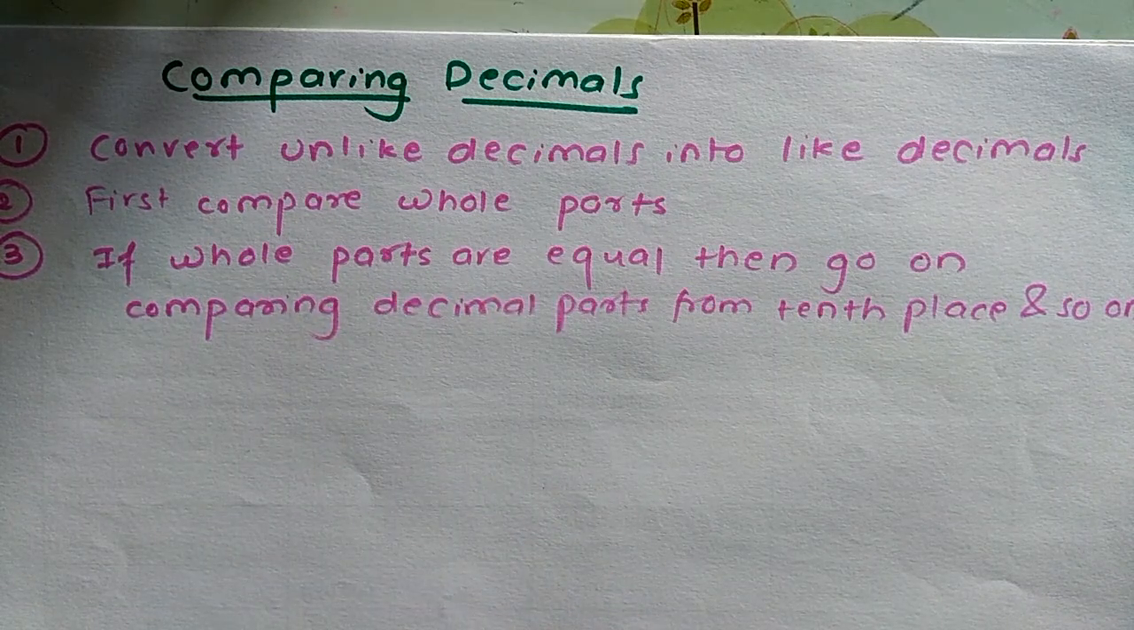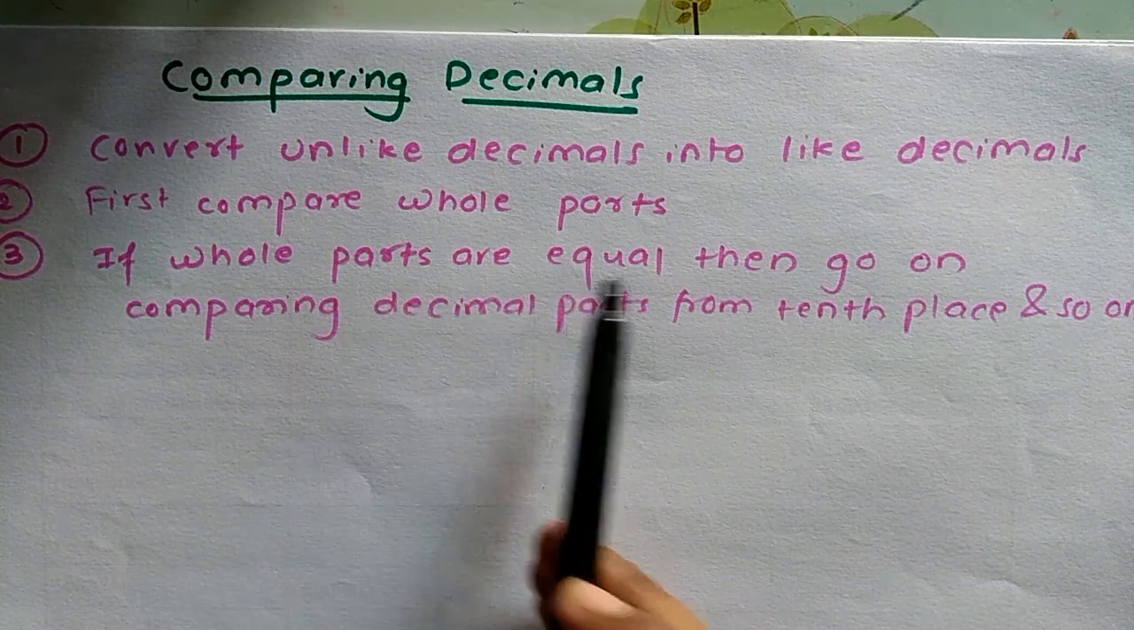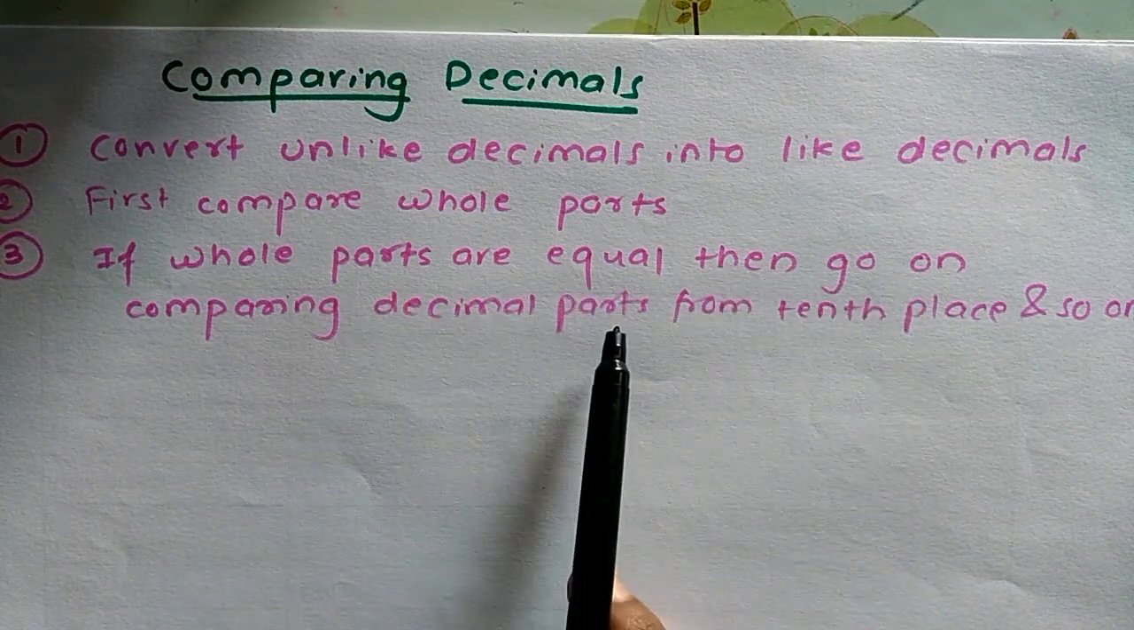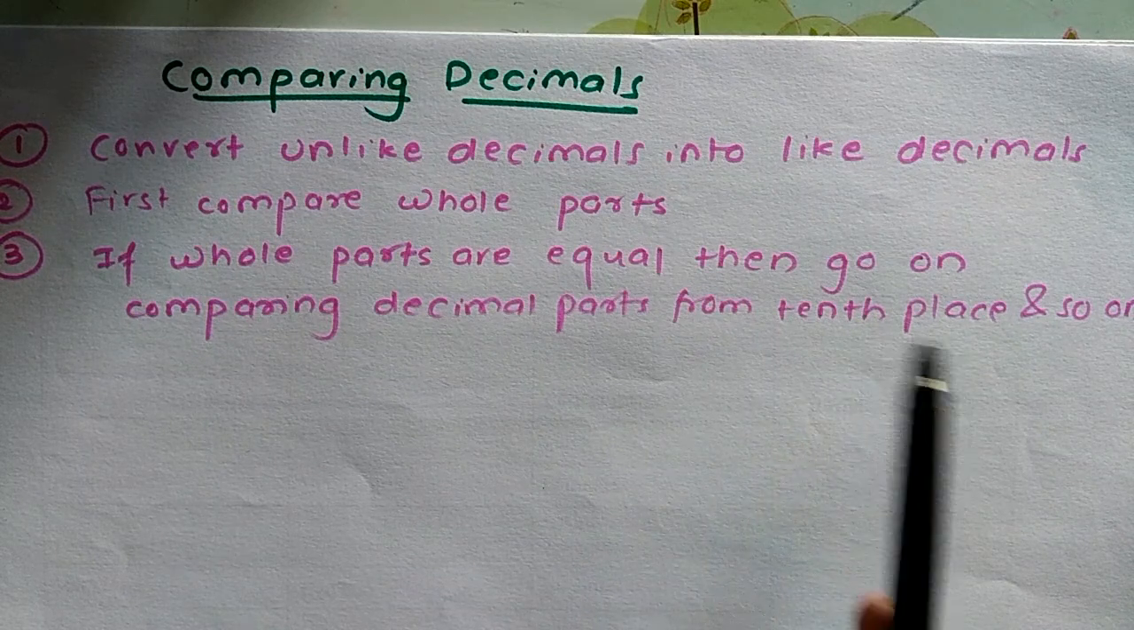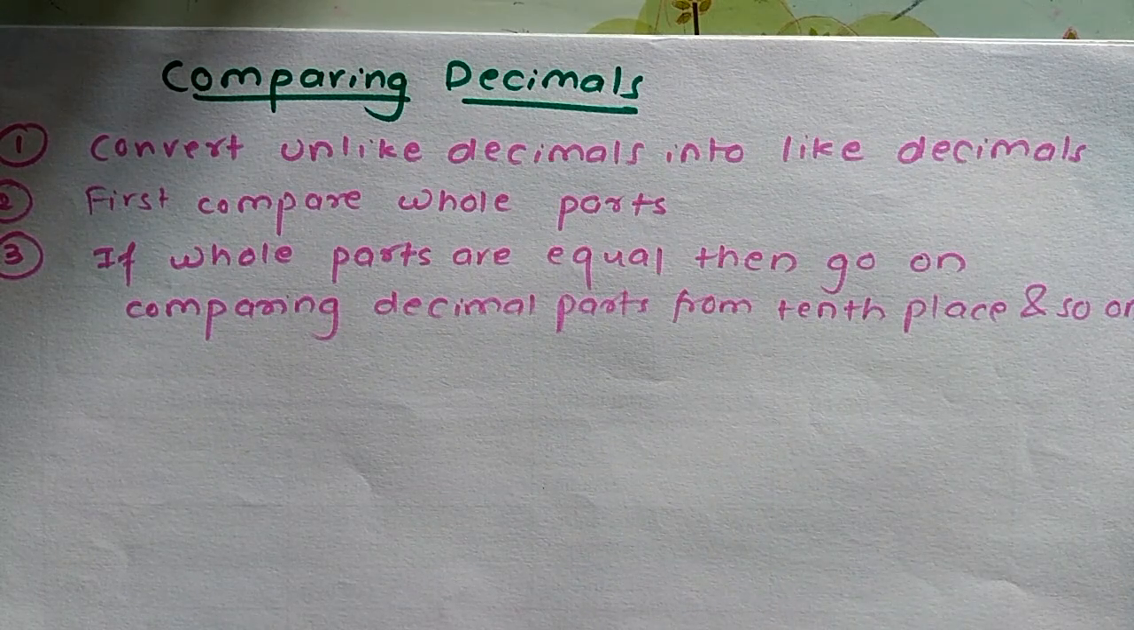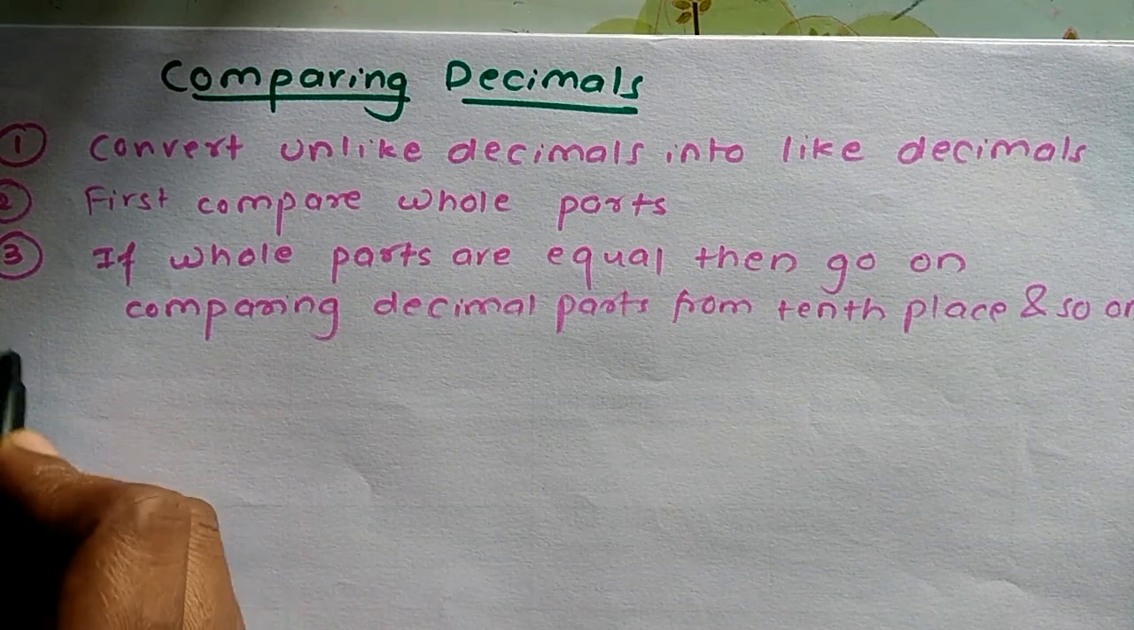Suppose in whole parts, let us take two decimals. Suppose the whole part of the first decimal is greater, then that decimal is greater. Suppose whole parts are equal, then go on comparing the decimal part from 10th place, because the first decimal place is 10th place. Suppose 10th places are also the same, then go for 100th place and so on. So I'll take examples so that you will understand this.